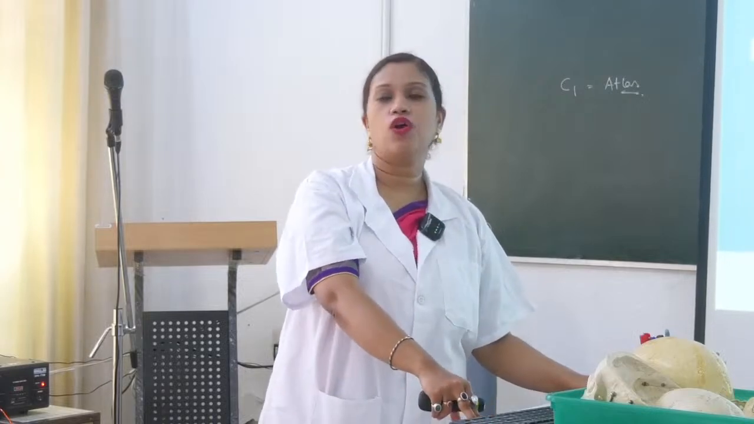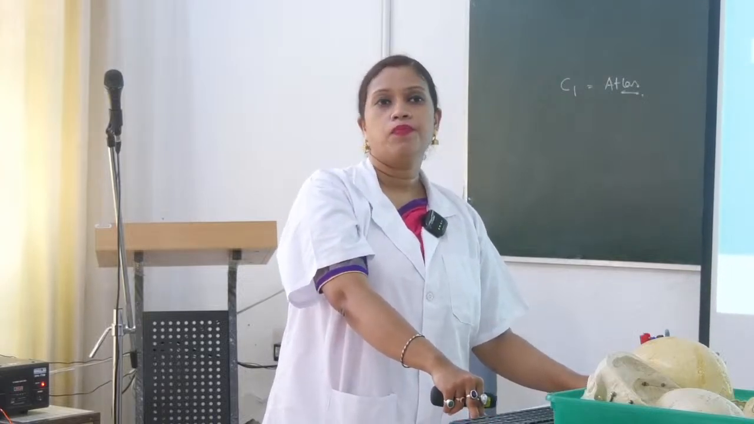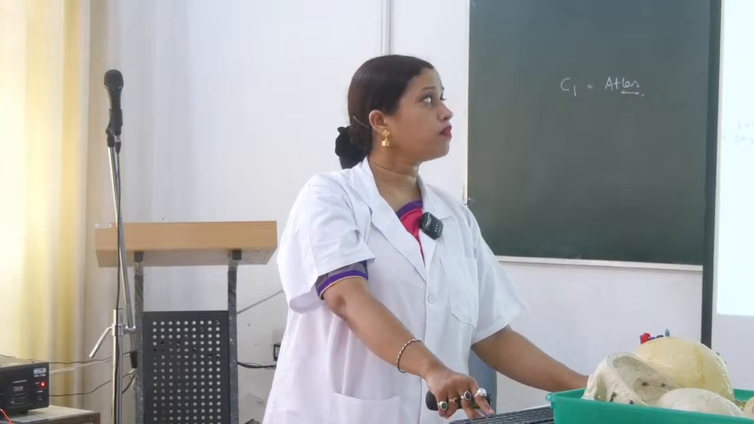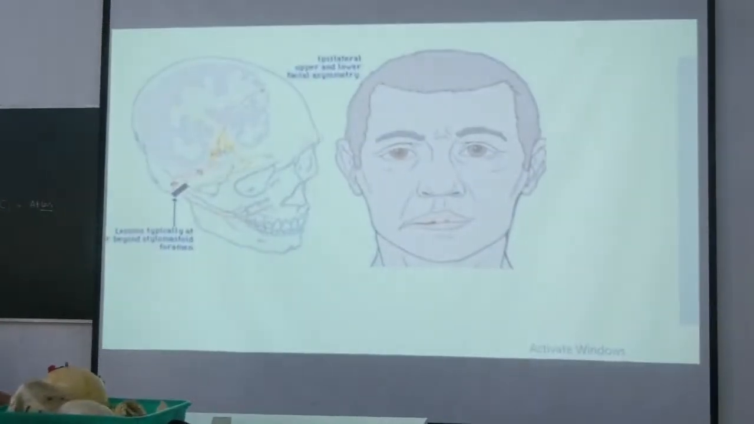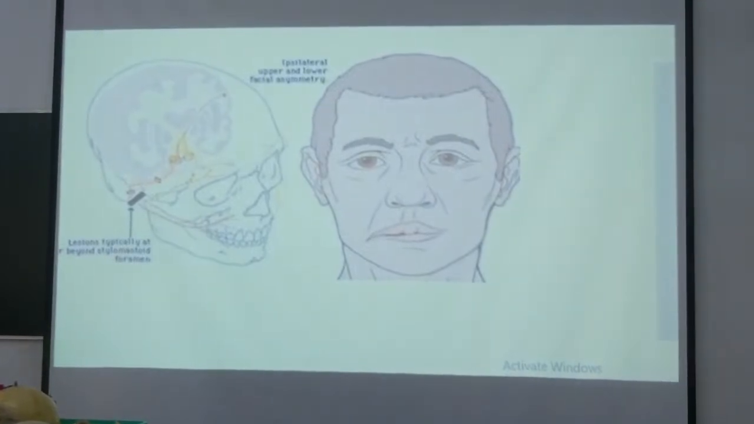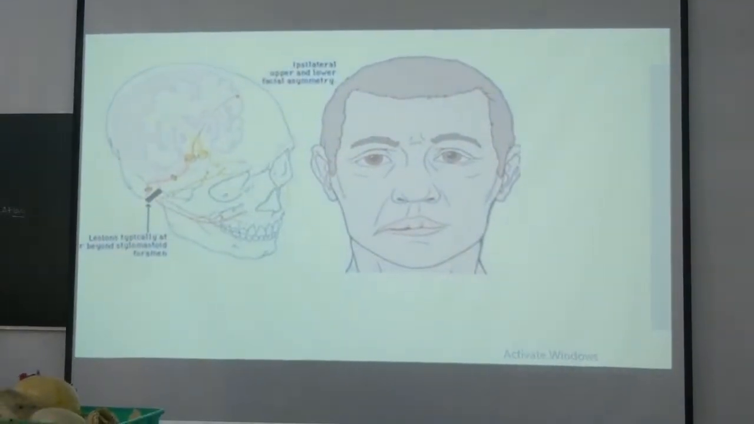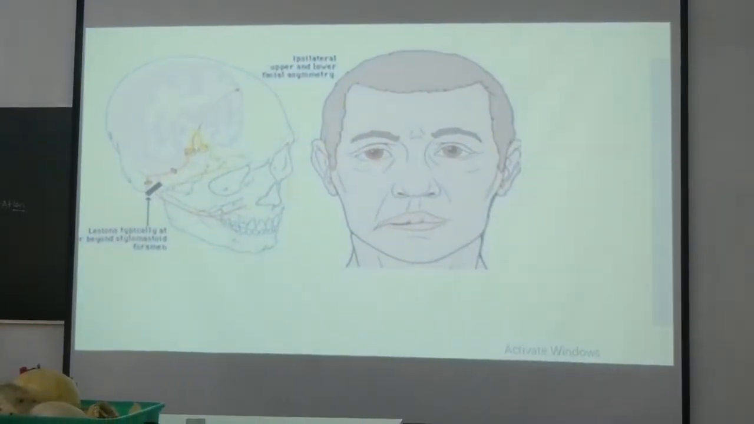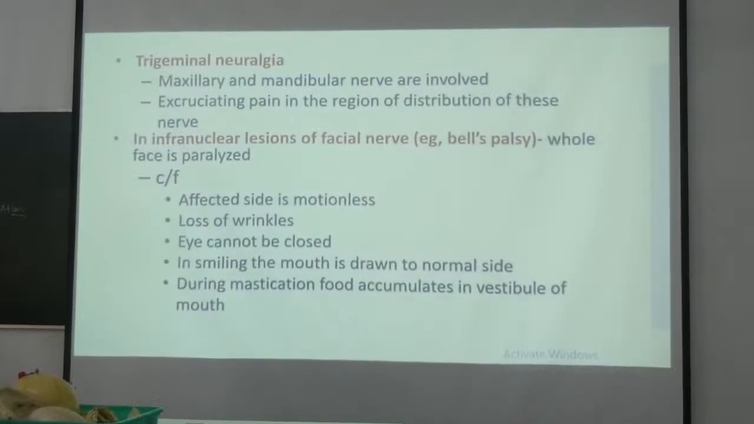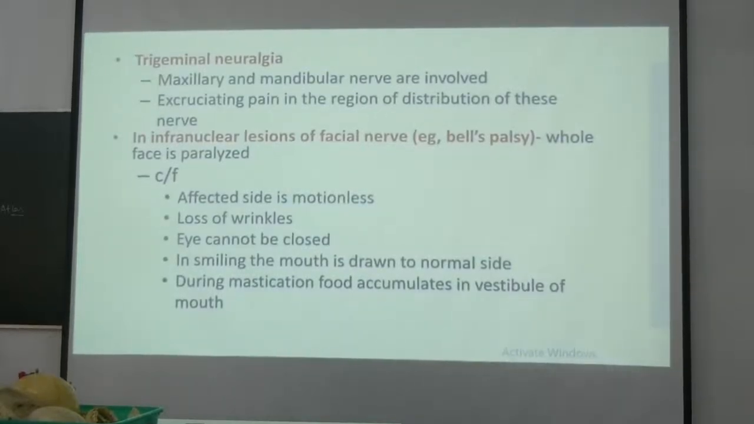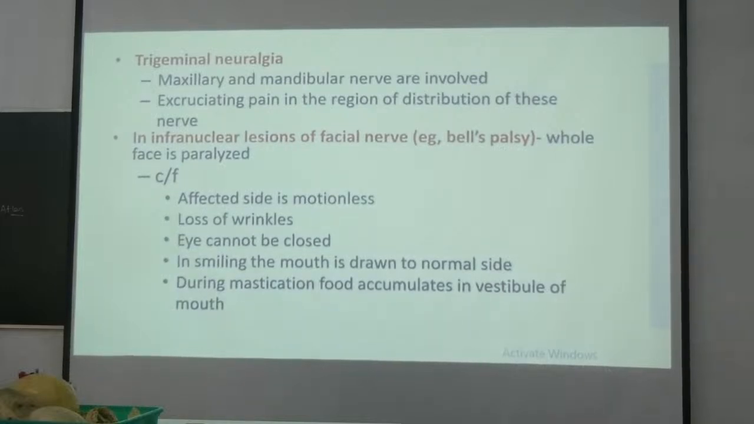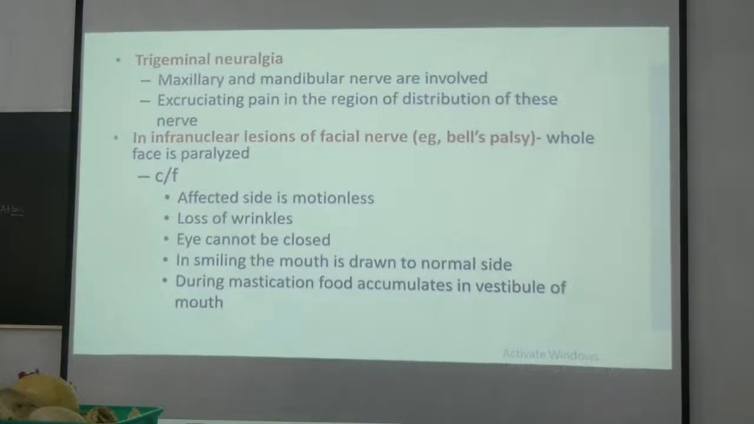Bell's palsy, short note, long question, anything could come. Very important. So this is, you see, ipsilateral upper and lower facial asymmetry. Same side, upper and lower both affected. But in hemiplegia, only the lower part will be affected. The face is divided into 4 quadrants, so in 4 quadrants the whole lower part will be involved on the ipsilateral side.